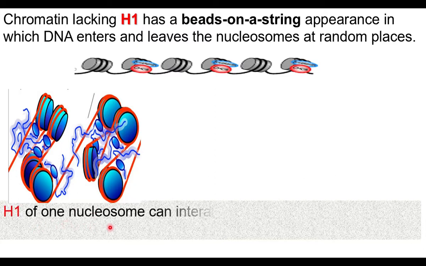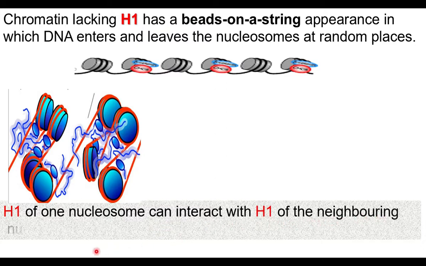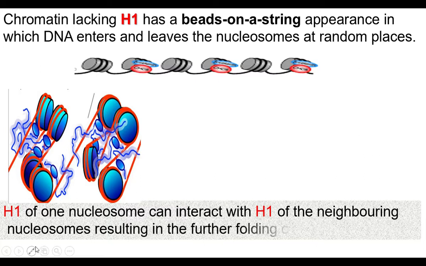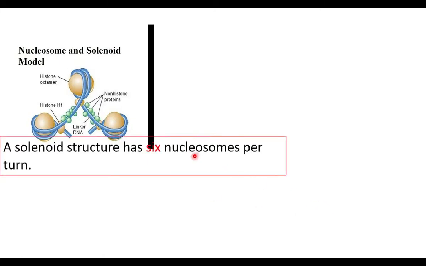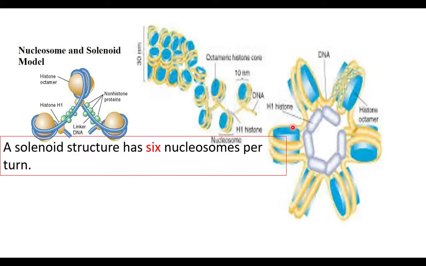H1 of one nucleosome can interact with H1 of the neighboring nucleosomes, resulting in the further folding of the fiber. The fiber means chromatin. Because of the attraction between H1 of neighboring nucleosomes, a solenoid structure is formed. A solenoid structure consists of 6 nucleosomes per turn. This is solenoid.